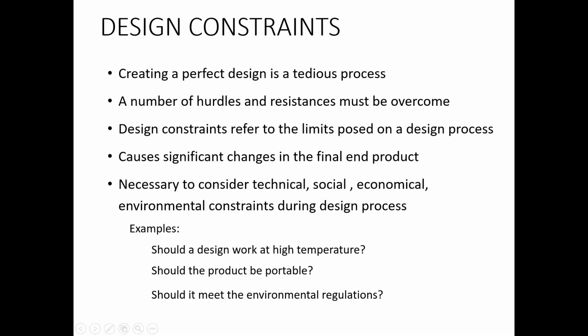And the necessary constraints to be considered include a lot of constraints which we will be seeing later on in these slides, like technical, social, economical, environmental. A lot of other constraints are there, ecological, which will limit the design process. Some examples are being shown here, like should a design work at high temperature, should the product be portable, should it meet the environmental regulation. So a lot of constraints are being applied to the product so that the design has to be shaped accordingly.